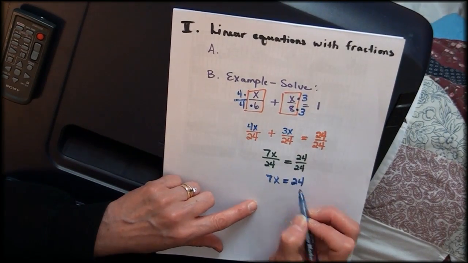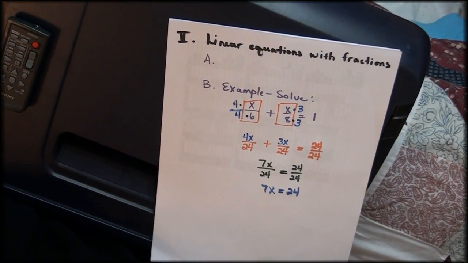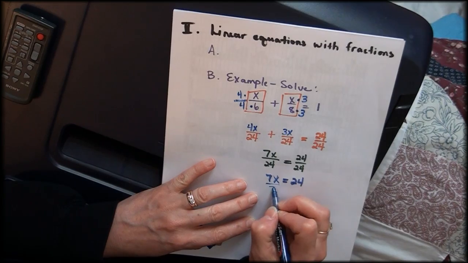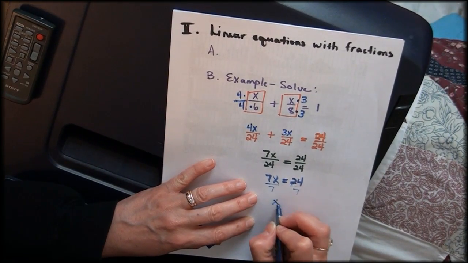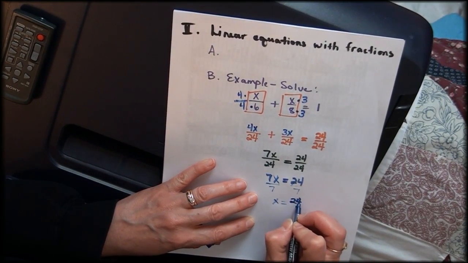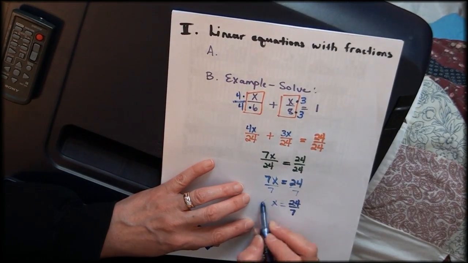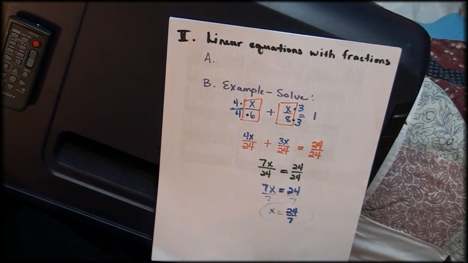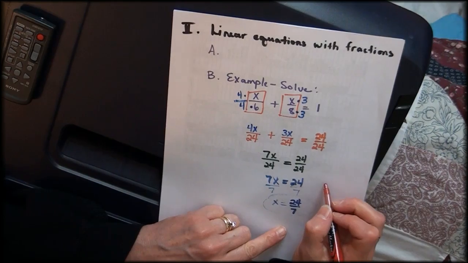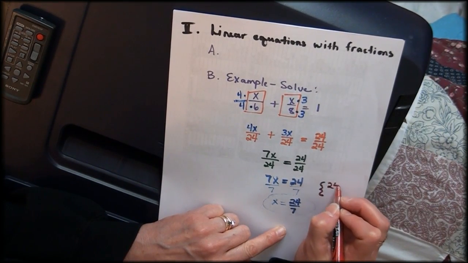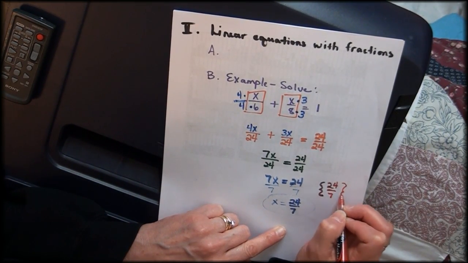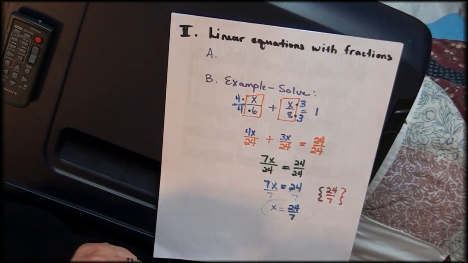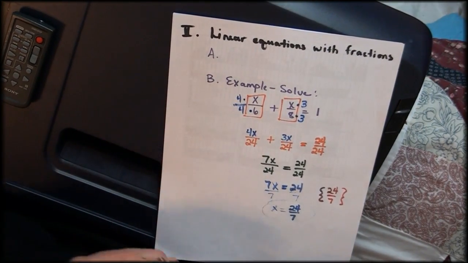Well, if that's the case, if 7x is 24, then that means I should be able to divide by the 7, and that'll tell me what x is. It's going to be 24 over 7. And once again, some of the books will have you put that answer in set notation, just reminding yourself that you are generating a set of numbers. The only number in the set is 24 over 7.